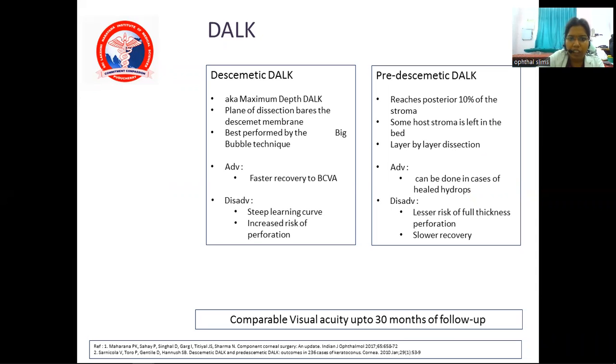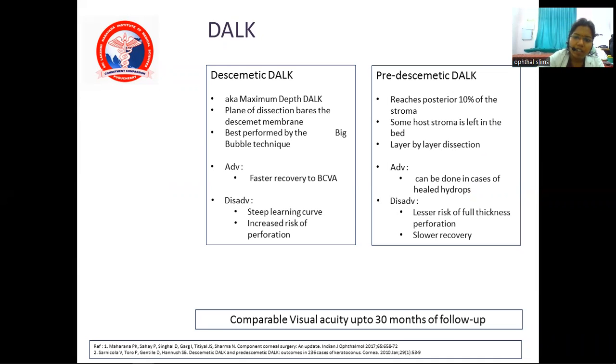Descemetic DALK is also known as maximum depth DALK. The plane of dissection is down to the Descemet membrane, best performed by the big bubble technique. The advantage is fast recovery of visual acuity. The disadvantage is a steep learning curve and increased risk of perforation.